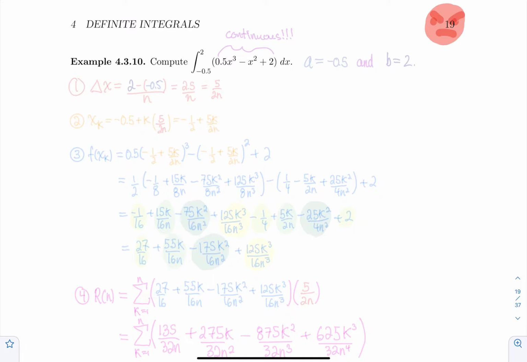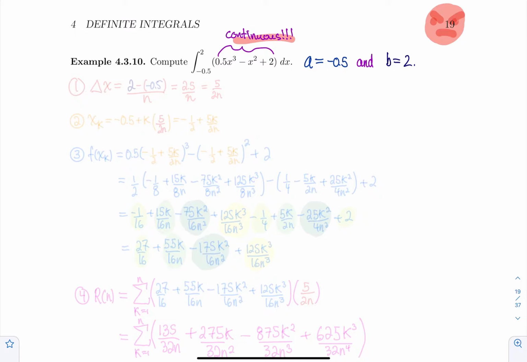So the first thing to notice is that this is again a polynomial, and a polynomial is continuous. So we can use the right theorem. And the first thing I like to do in a question like this is to label properly the endpoints. So here a is minus 0.5 and b is 2. So we can use the right theorem because the function is continuous. It's a polynomial, so it's continuous. It starts at minus 0.5, so a is minus 0.5, and it ends at 2, so b is 2.